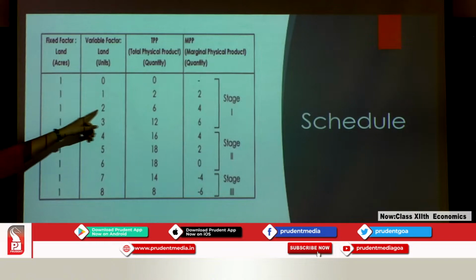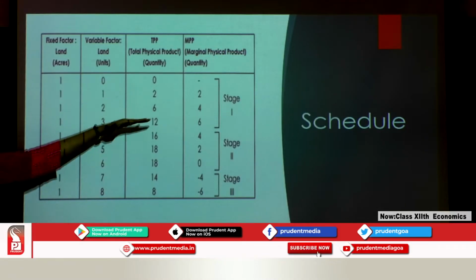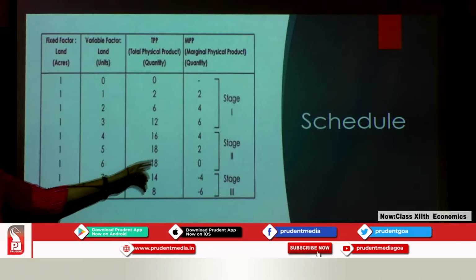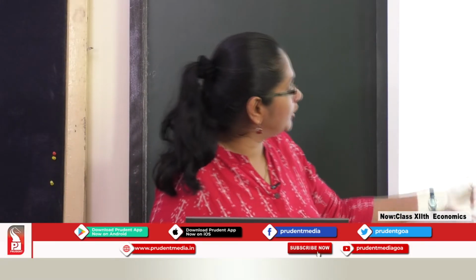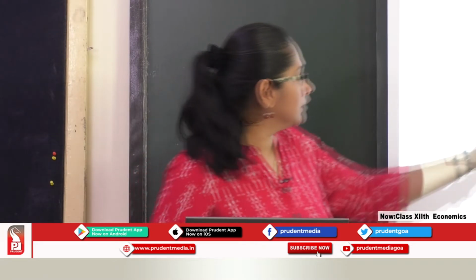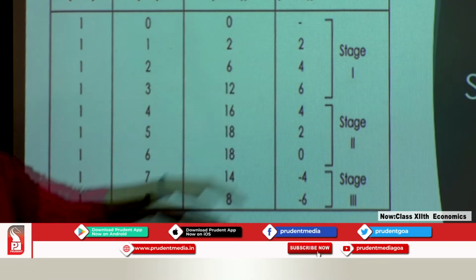When we increase to 2 workers, our total product becomes 6. When we increase to 3 workers, our total product becomes 12. In the same way, our total product keeps on increasing till we reach the 6th unit. Okay? In that case, what is happening? It remains the same. There is no increase where the total product is concerned. And after that, if you continue increasing the laborers, the variable factor, the total product is going to come down. Same way you see in the marginal.